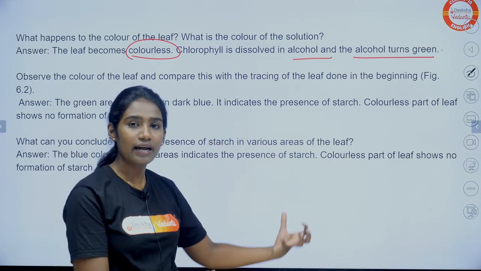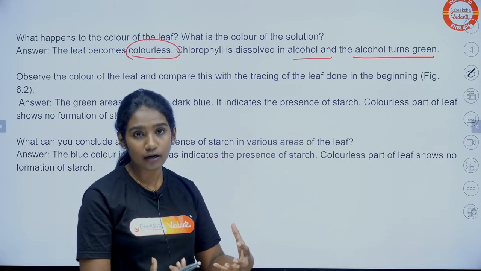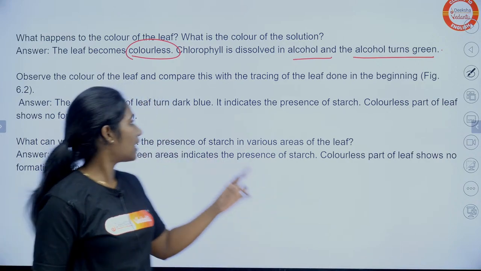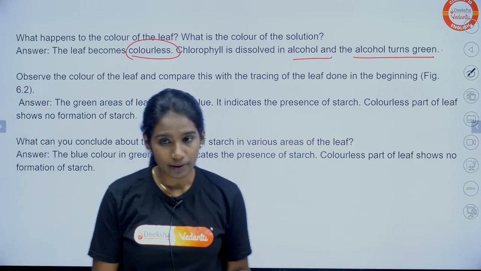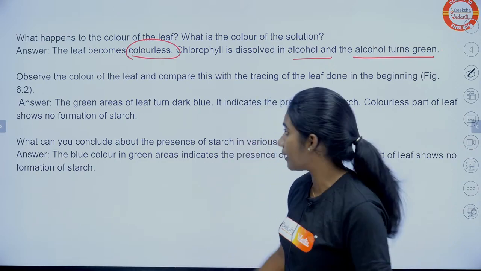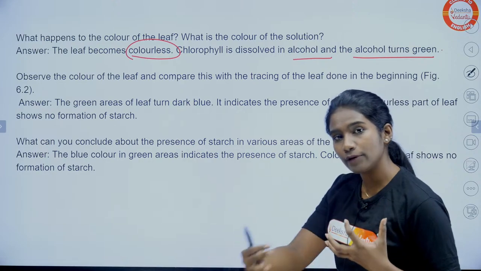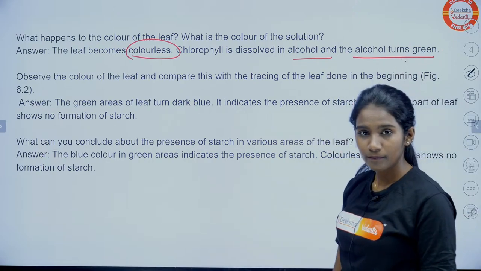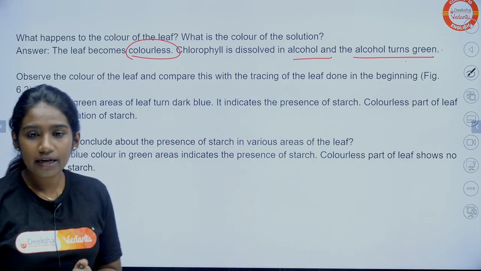If the leaf is still green and you add iodine solution, then it is very difficult to get that blue color. That's why first we have to remove the pigment. When you remove the pigment, what happens? The leaf does not have pigment, so it will turn colorless, and the chlorophyll pigment will be released into the solution. That's why the solution turns green in color. Okay, clear with that?